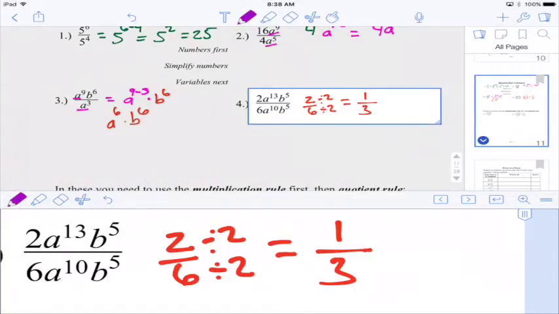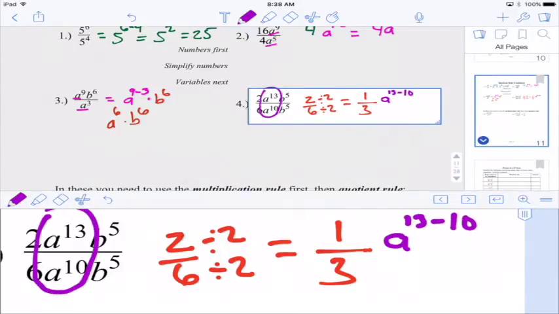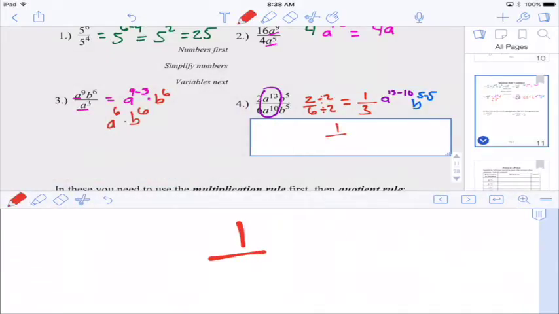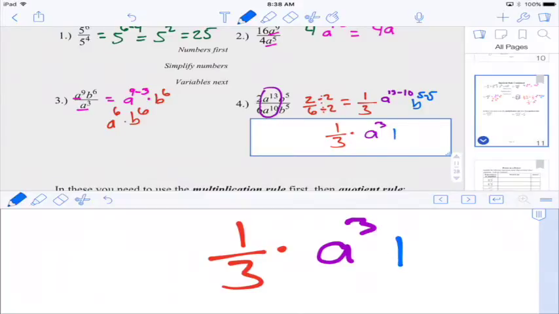Then I'm going to subtract. I'm going to do my a to the 13th minus 10, right? Same base, so I can subtract exponents. And I'm going to do b to the 5 minus 5. So I have 1/3 times a to the 3rd. Well, 5 minus 5 is 0. I'm going to call that b to the 0th power right now because I'm not really sure what that means yet, but we will figure that out pretty soon.